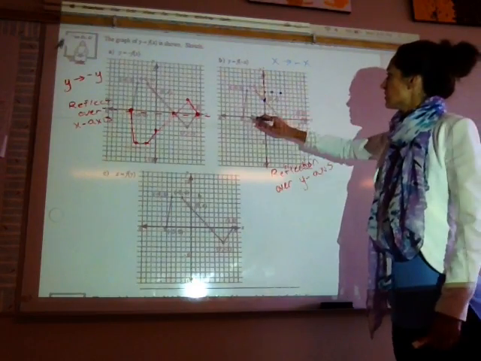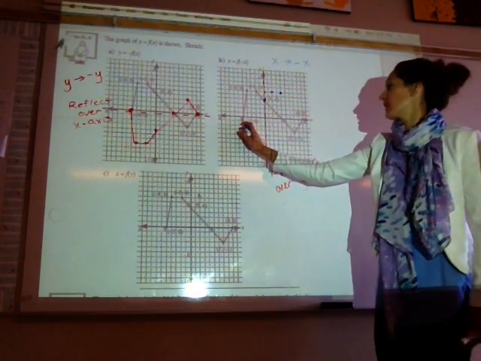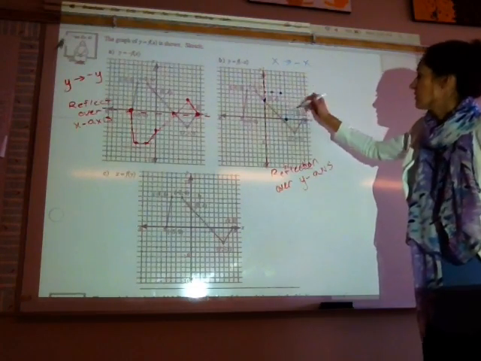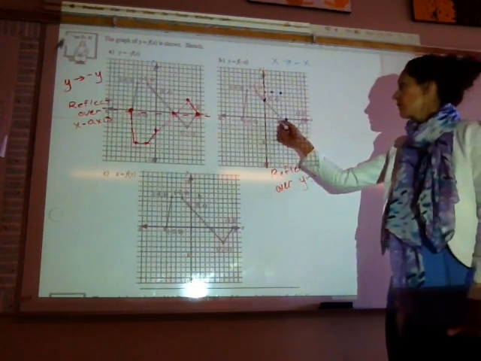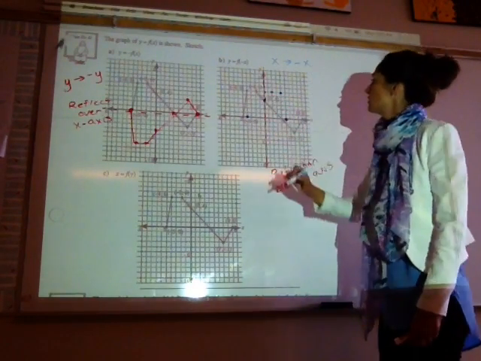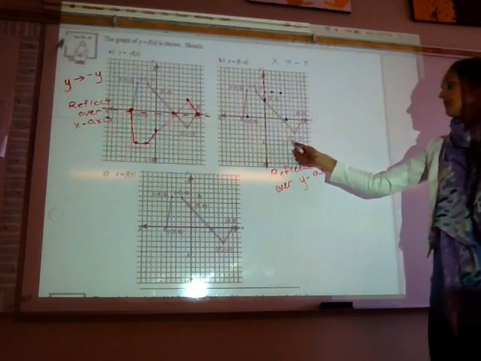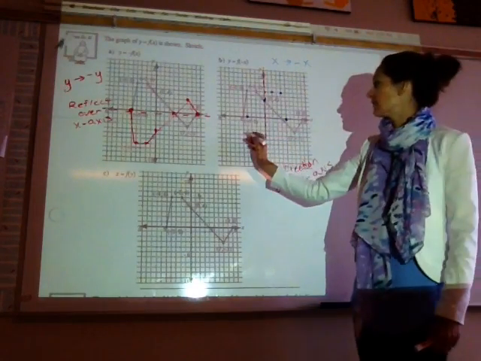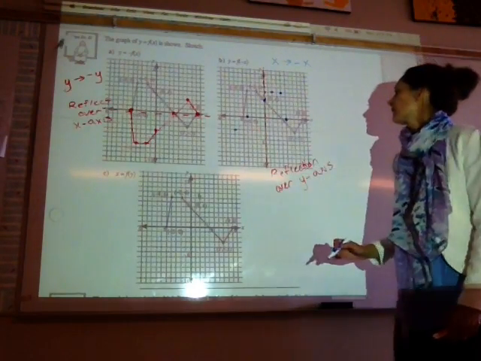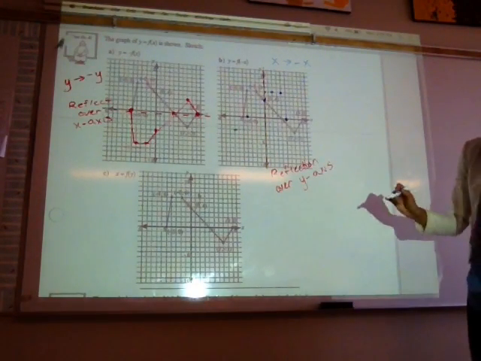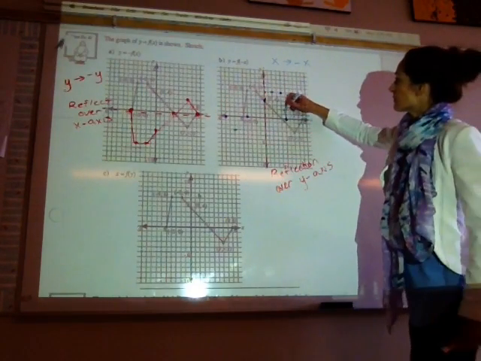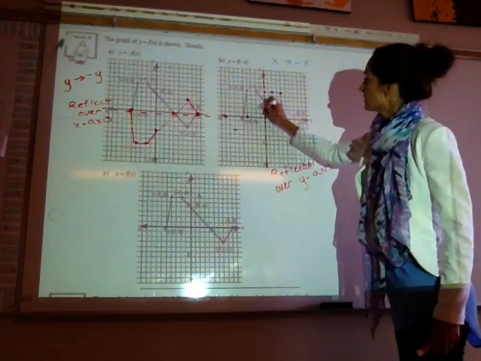Okay, let's do negative 5, 0 is going to become 5, 0. Over here we have 4, 0, so that will become negative 4, 0. Positive 7, negative 3 becomes negative 7, negative 3. And lastly, we have 9, 0, that will become negative 9, 0. Connect the dots.